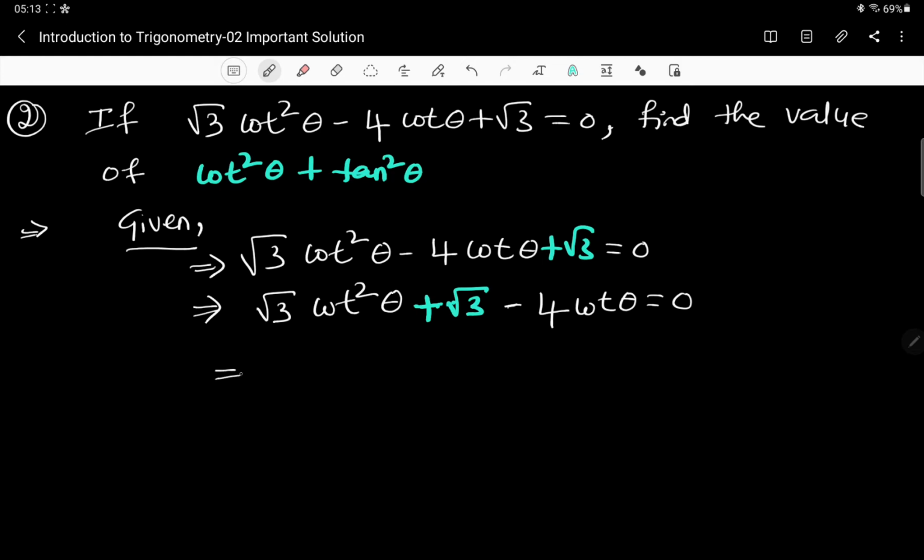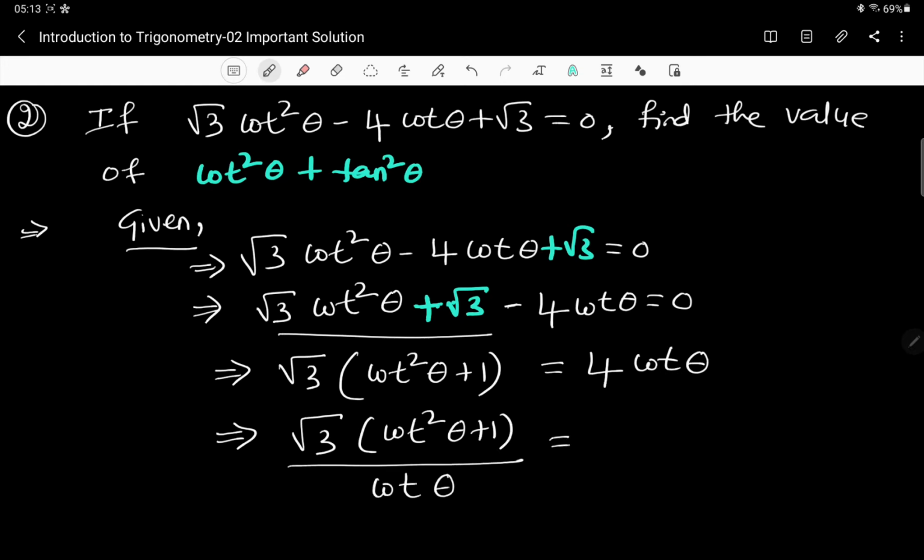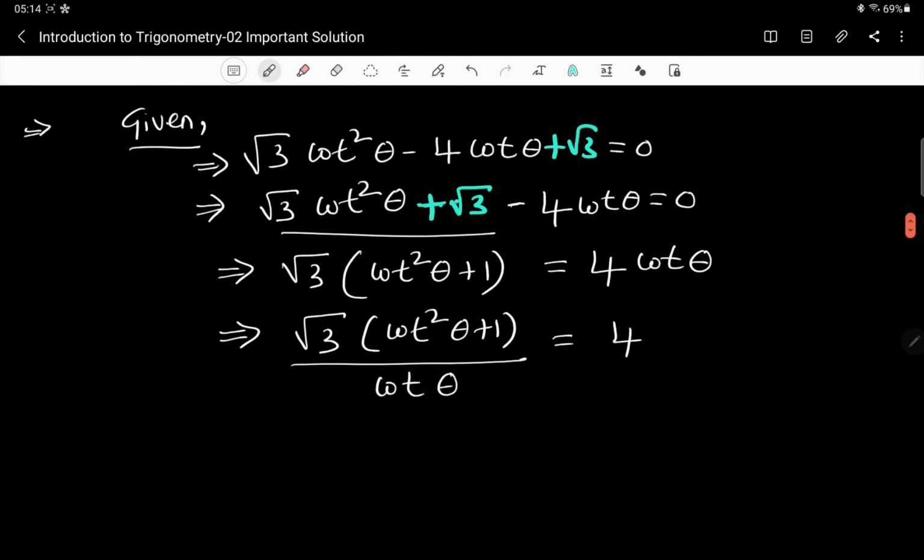All right, so now in the starting two terms, if I take root 3 common, what will remain inside? Cot square theta plus 1 will remain, and you send this minus 4 cot theta that side, it becomes plus 4 cot theta. I think you're understanding what I'm trying to say. Now we have this cot square theta plus 1, right? So let us keep root 3 bracket cot square theta plus 1, and if I bring this cot theta this side, it becomes divided by cot theta, correct? So that is equal to 4. I hope you understand what I'm writing here.